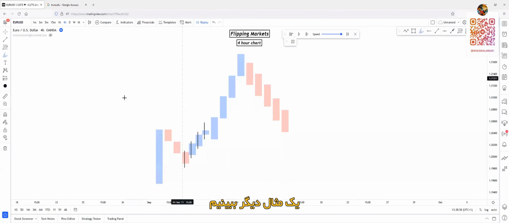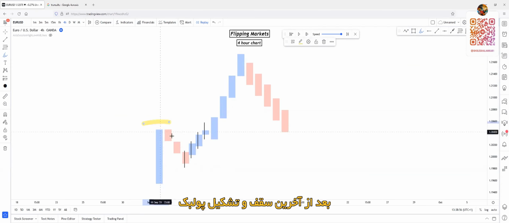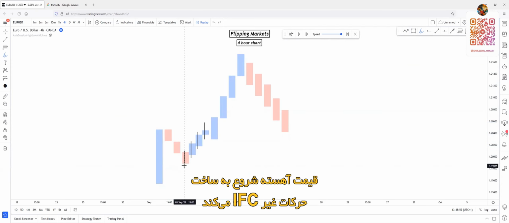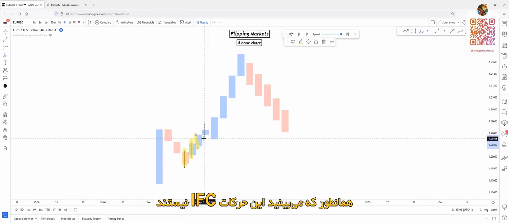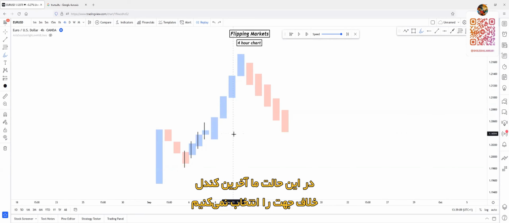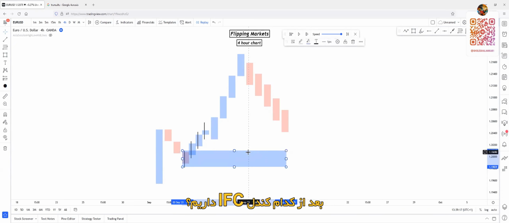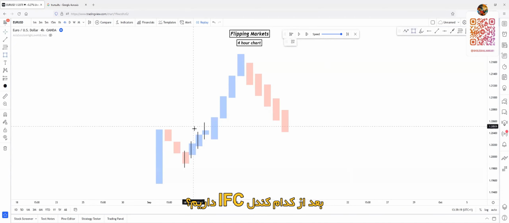Let's see another example. In this case, price is creating a series of higher highs and higher lows again. After the last high has been created and the pullback happened, price started to slow down and started to create efficient movements. As you can see, all of these movements are efficient. The inefficiency came into the market with these candles. So in this case, we won't choose the last opposite side direction candle, so this zone, because it didn't create any inefficiency.